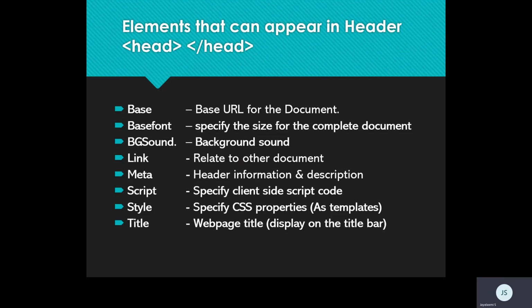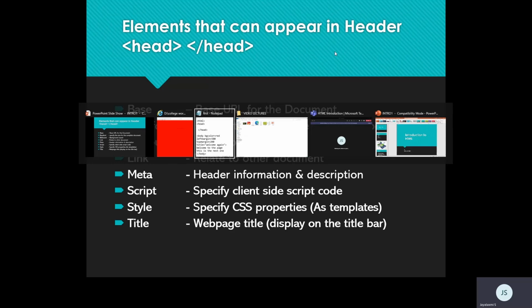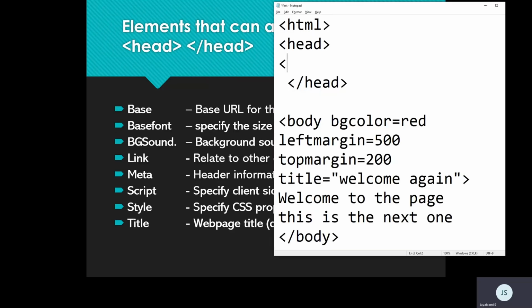Bgsound in order to play background music. And script to execute a client-side script. Style in order to specify a CSS property. Title, as of now we work with title, and I'll put on other examples when we move on to the selected content. Title, demo page.